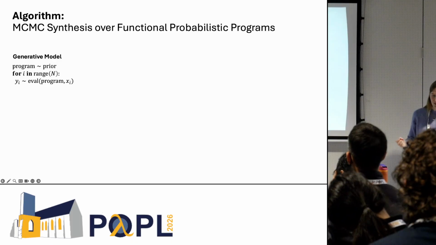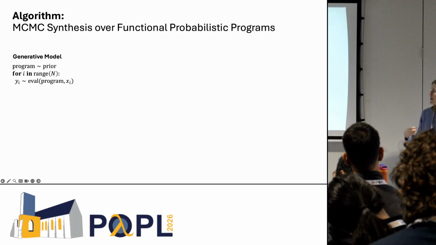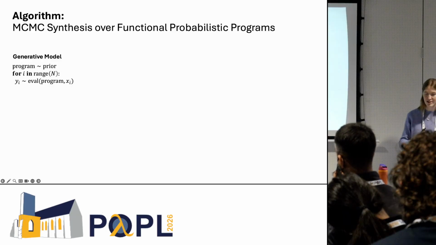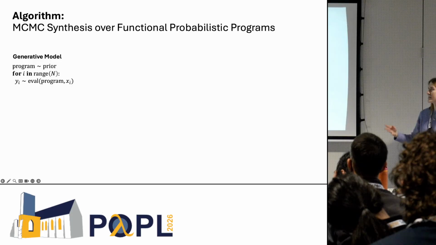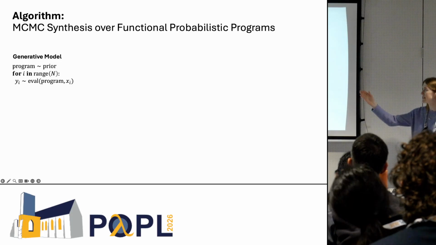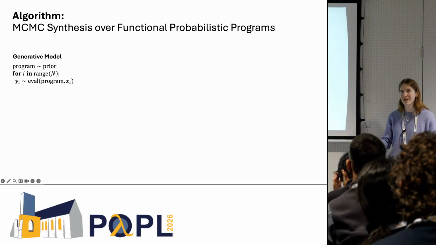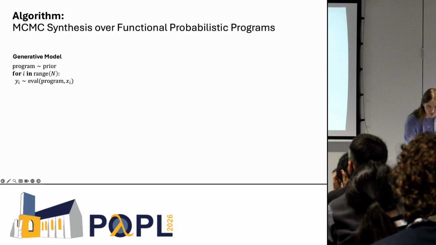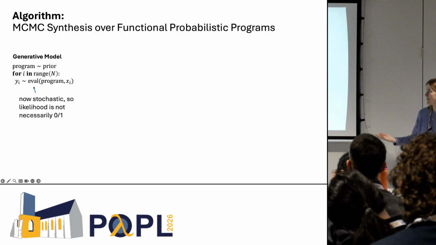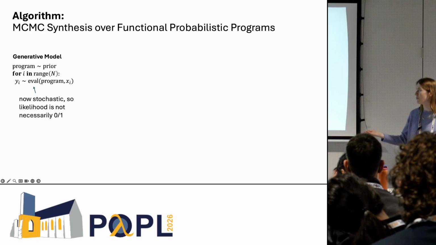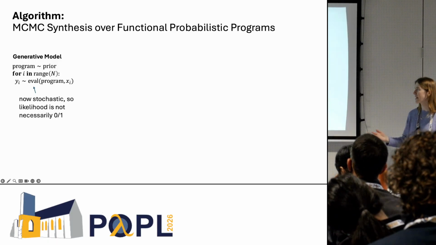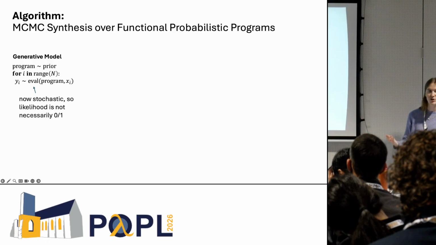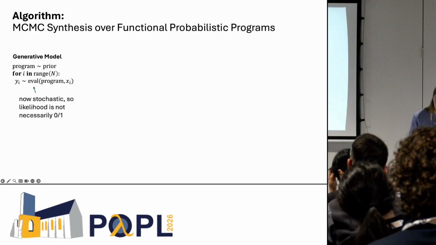Now, the idea is that we can run our MCMC algorithm in a space that includes all these probabilistic programs. And instead of something like an ad hoc edit distance-based likelihood, we'll just use this exact same generative model that we had before. So yeah, except that now, when we actually evaluate a program, the likelihood is not necessarily between 0 and 1 because these are probabilistic programs.